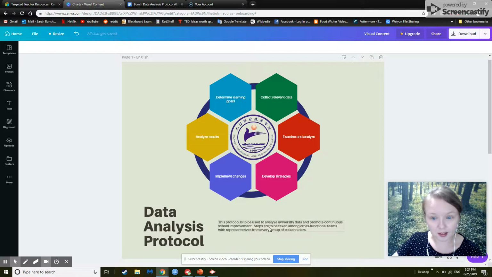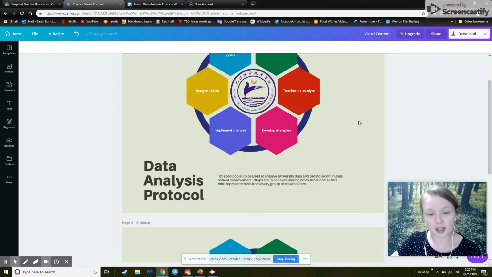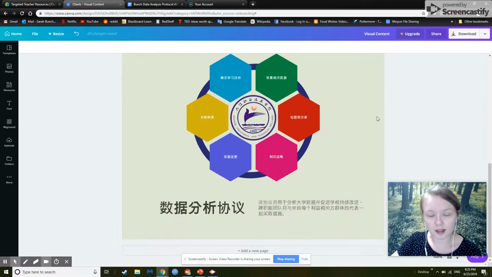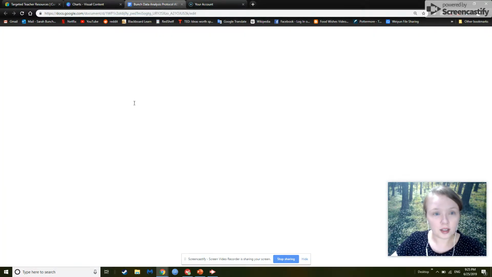Down here, we can also see that I put a note saying that these steps are to be taken by cross-functional teams with representatives from every group of stakeholders to ensure that we're really coming up with the best results that we can. And because almost every other teacher at my school is Chinese, I also made a Chinese language version of this chart as well. Okay, now let's go over to the data analysis protocol sheet.